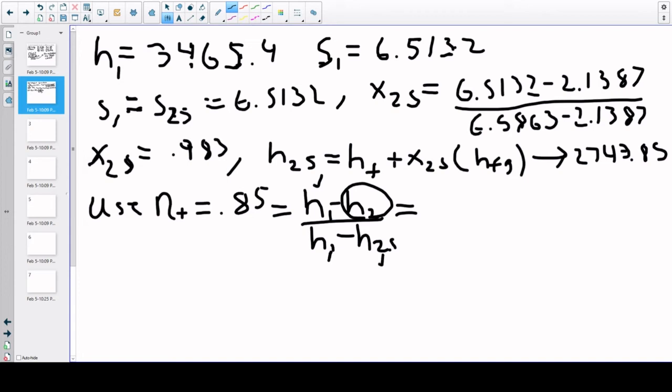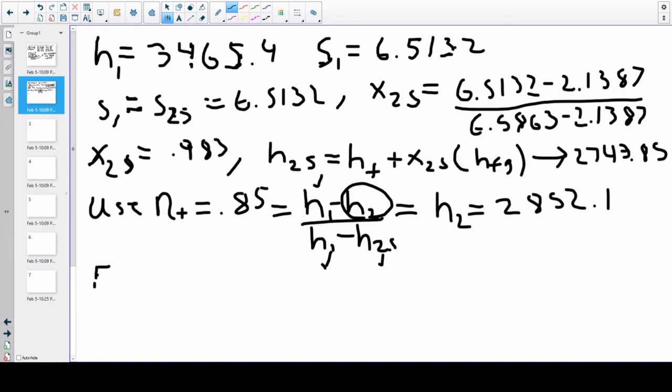And that's just showing that we are solving for H2 here. You just manipulate the equation until you can get it. And we have 2852.1. It's like I'm a psychic. But this right here has some implications in the next part of the problem.